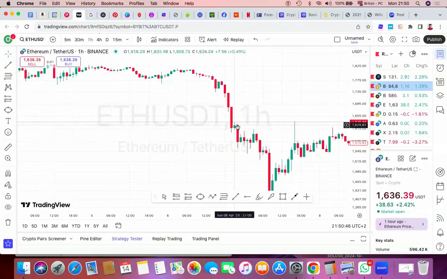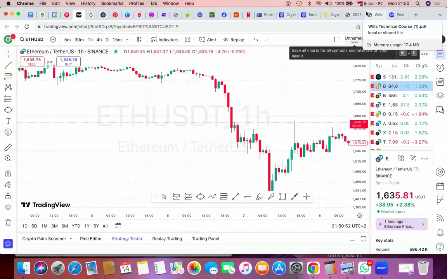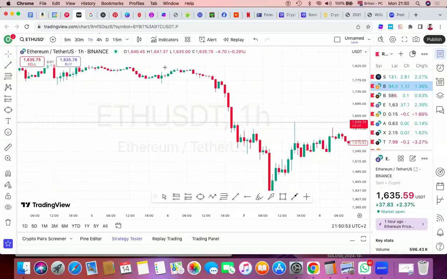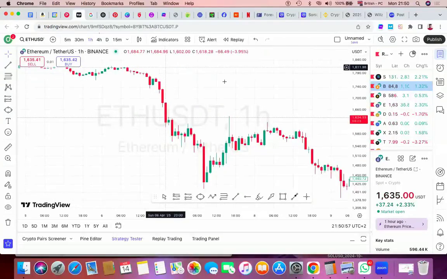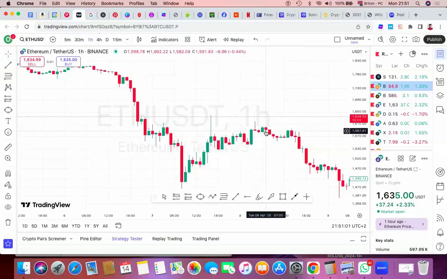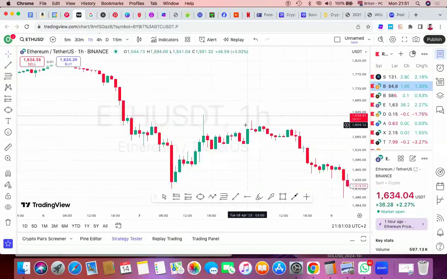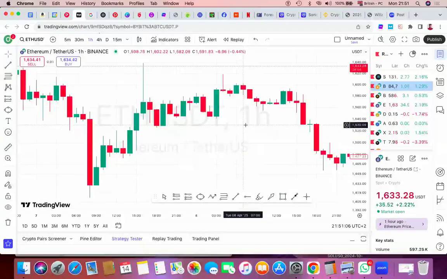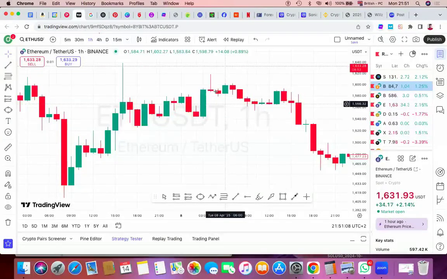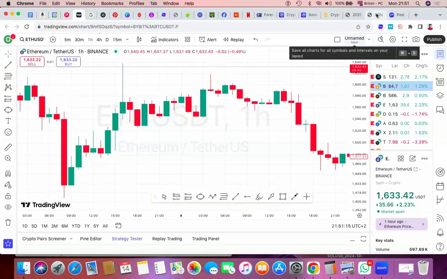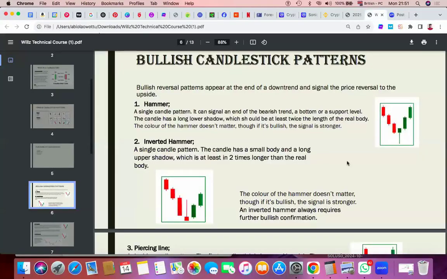This could have been one, but no. So we don't have a clear example, but if I see an example, I'll show us. This could be an inverted hammer, but it doesn't meet our criteria. So let's move on.